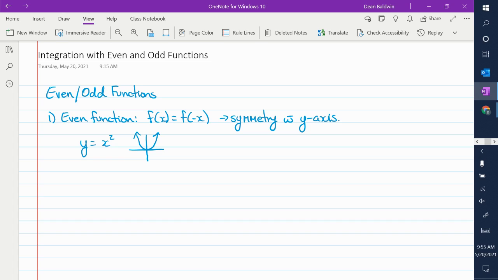Algebraically, you would go f of x is equal to x squared, f of negative x, so you put negative inside the x. What happens if you square the negative? You get x squared. And since these are the same, you know the function is even.